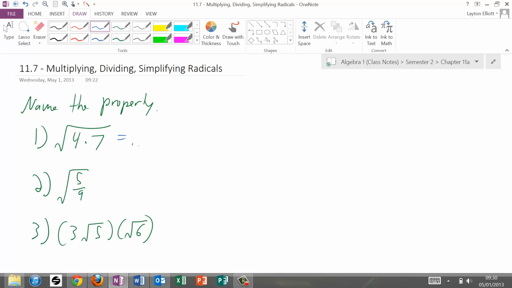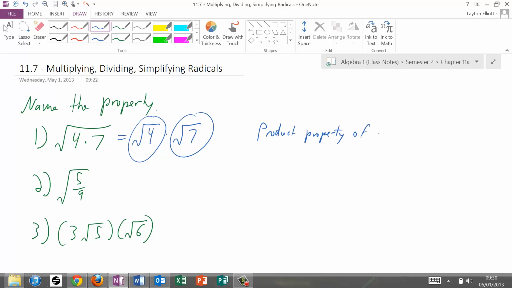The first one is going to be equal to the square root of 4 times the square root of 7 written separately. If you have the square root of a product, that's equal to separating them out into different square roots. This is called the product property of radicals, an important one that we have already used several times.